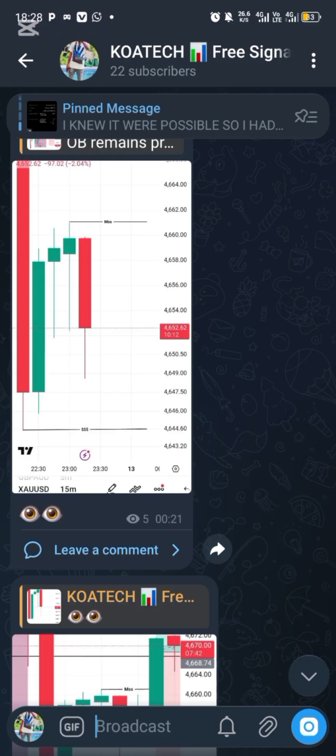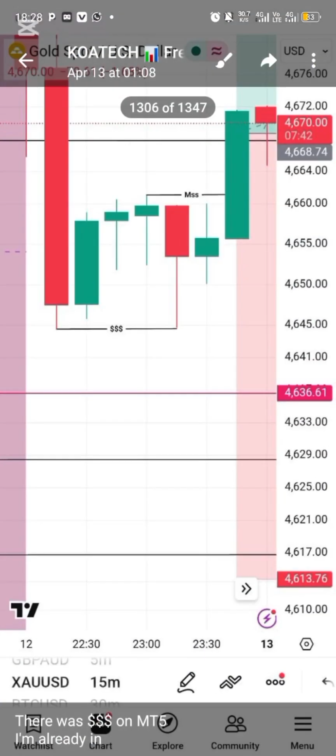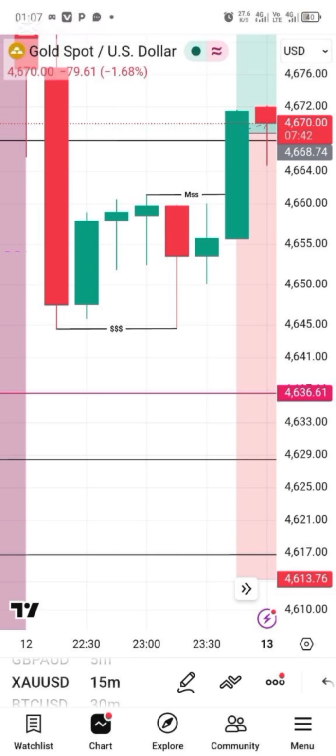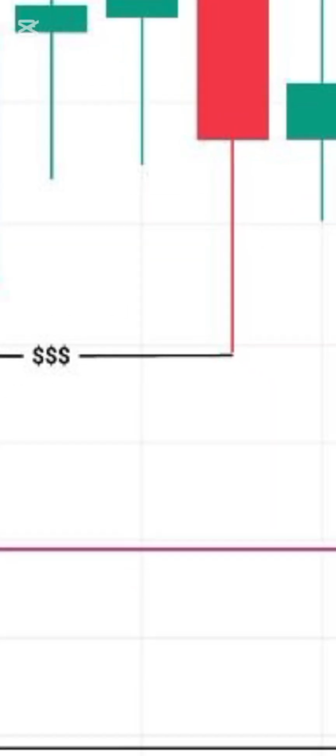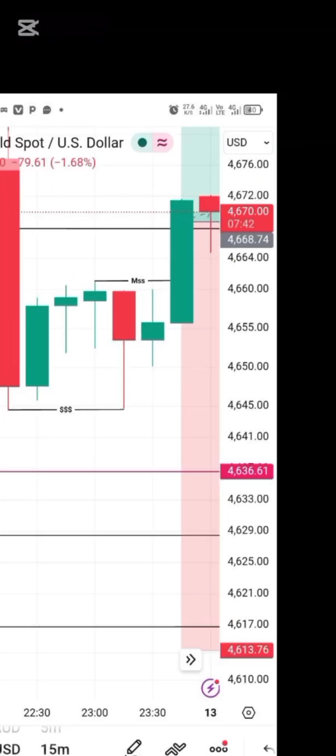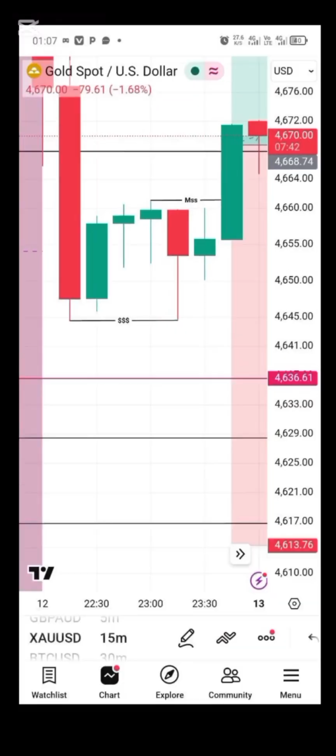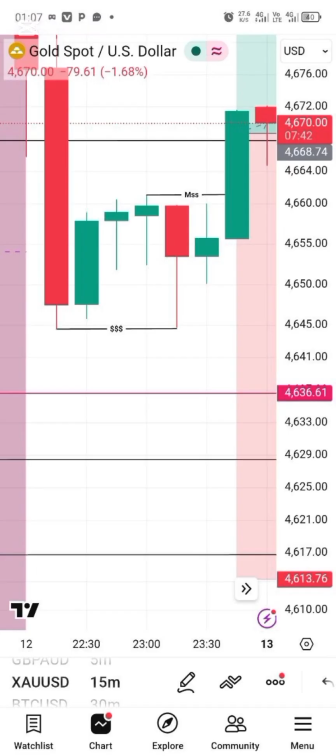And look at what happened here. Actually, I slept off. Yes, I did sleep off this time. But on waking up, I just saw that it had already swept liquidity. Now, this did not actually sweep liquidity here, but on MT5 it actually swept liquidity, then gave me MSS. I say this is exactly what I am looking for. There's no way I am not going to enter this trade.